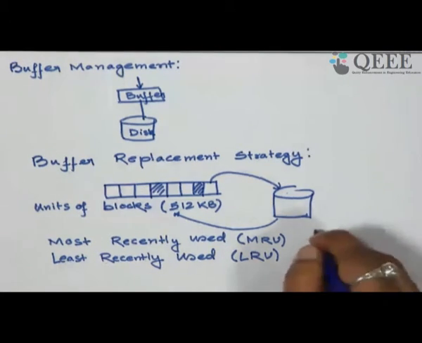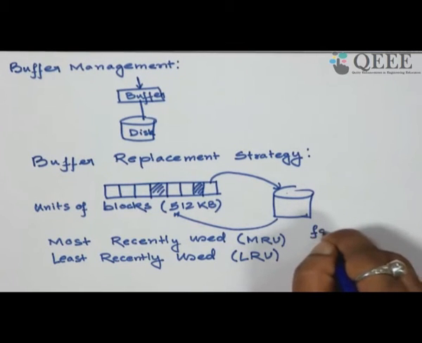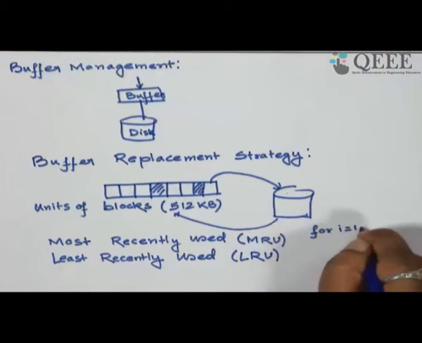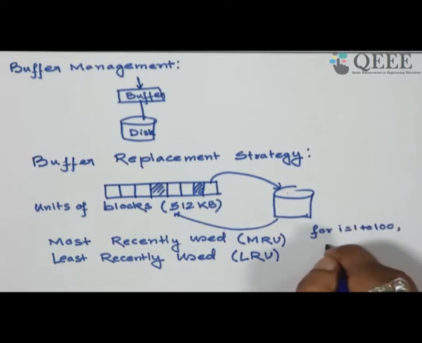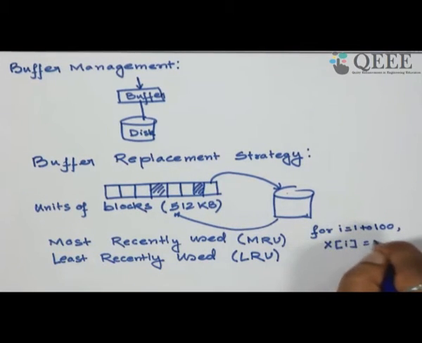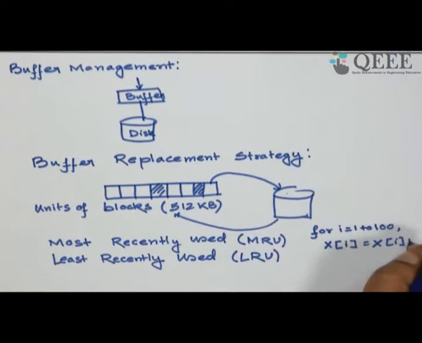Let me take an example. Take a simple loop. I'm just writing the pseudo code. So it takes an array X and then increments every element of the array. But the array is so large, you cannot keep the entire thing in the buffer. It is in the disk.